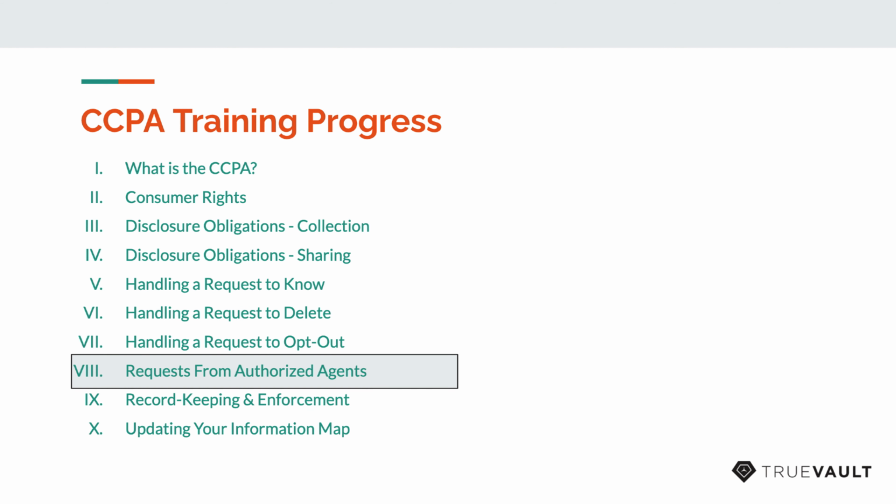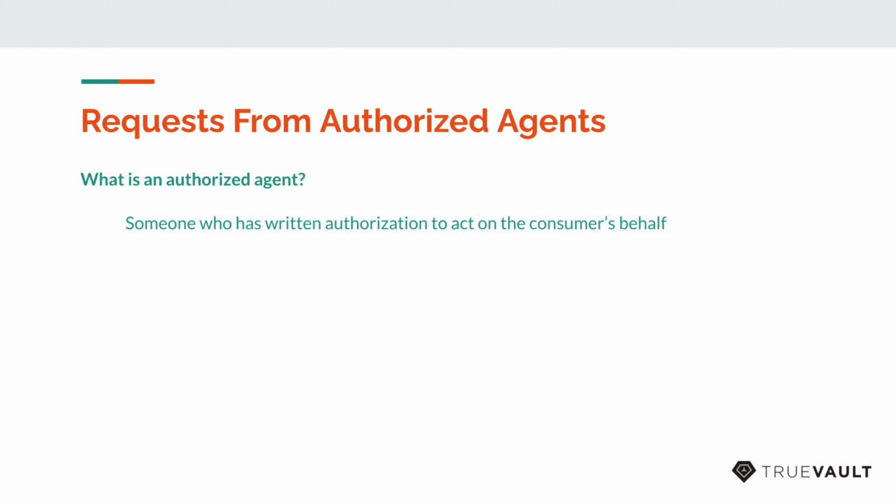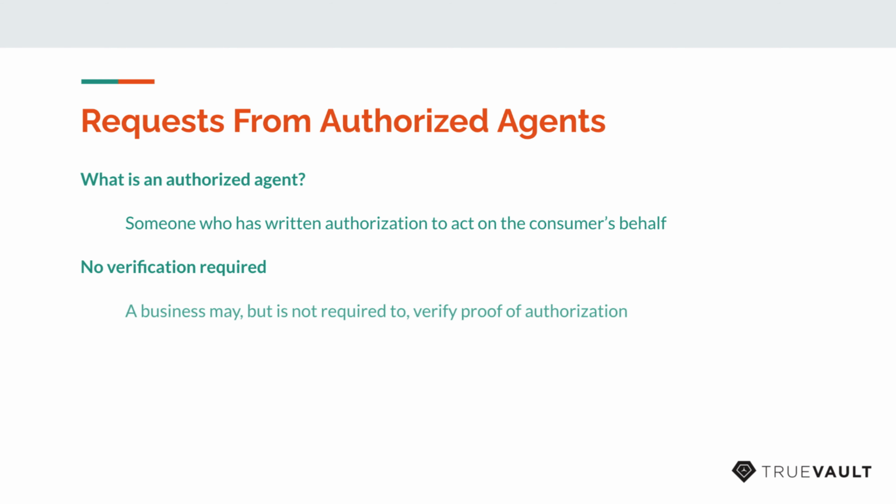Next, we'll learn about requests from authorized agents. A business is required to allow consumers to submit CCPA requests through an authorized agent. An authorized agent is a person or entity that a consumer has given written permission to act on their behalf. A business may, but is not required to, verify the identity of the consumer who is the subject of the request and verify that the consumer gave the authorized agent permission to act for them.